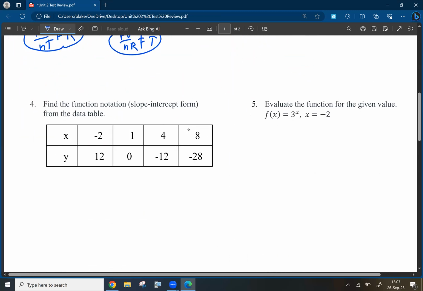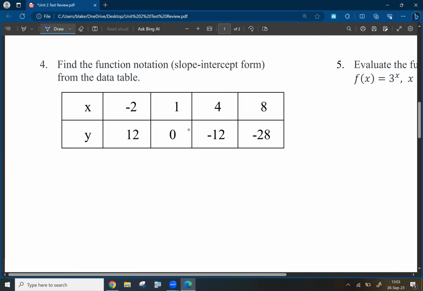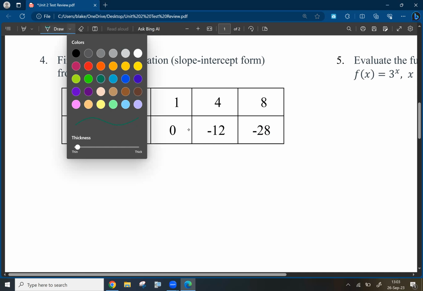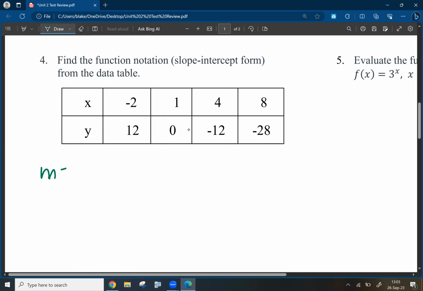Question number 4. Find the function notation in slope-intercept form from the data table. So we saw a question like this. It was question number 10 on the quiz. So let's work this one out. We'll see how to do this one. So first thing you'll have to do is find the slope. So slope, remember slope formula, m equals y2 minus y1 over x2 minus x1. So pick any 2 pairs of points. I'll just pick the first 2 to make it easy.